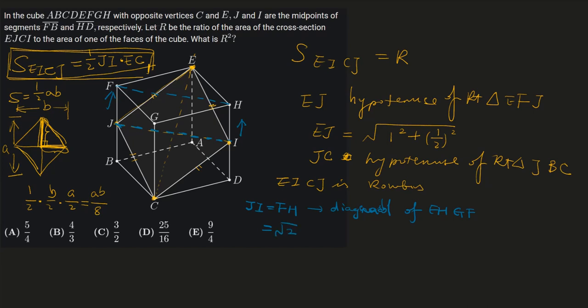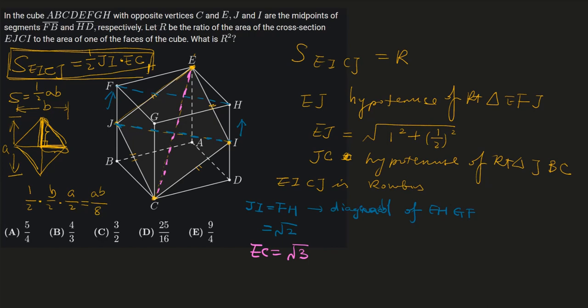Then how about EC? I'll use the pink color. That's this segment. What is this length? We can see that this is actually the diagonal of this cube. And if you remember the formula, you would know that the diagonal of a cube is square root of 3. So EC actually equals square root of 3. But don't worry if you don't remember that formula. It's very easy to derive that.